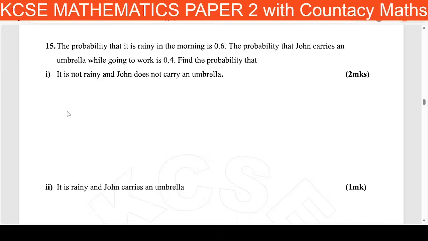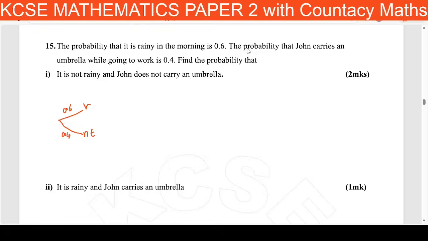So we have that we have two likelihoods. It can be rainy and also it can be not rainy. So we are told that the probability of being rainy in the morning is 0.6. Oh, that's quite a huge probability because that implies that more than half of the times it's going to rain. Well, let's work out with what we have. So therefore, if this is 0.6, we do 1 minus 0.6, we get 0.4. Therefore, the probability for not raining is 0.4.